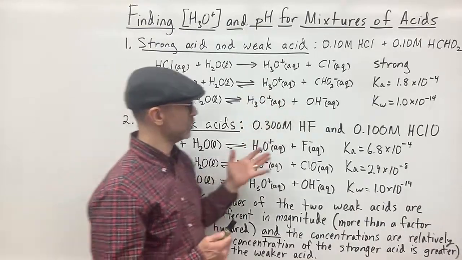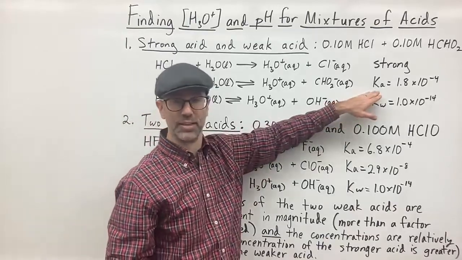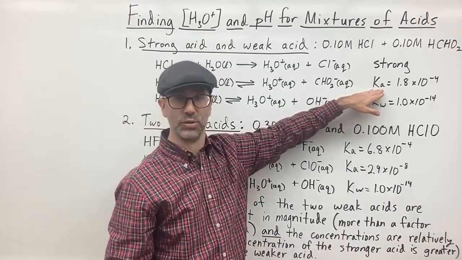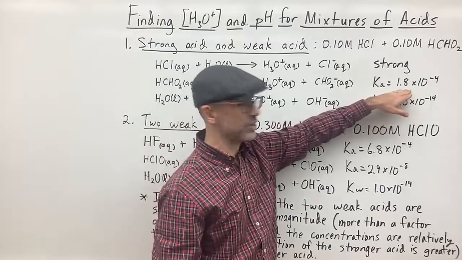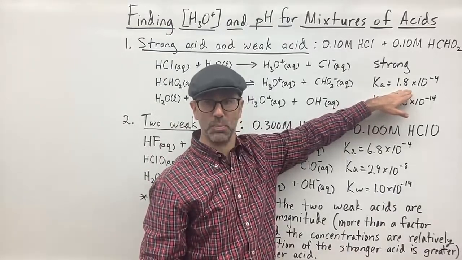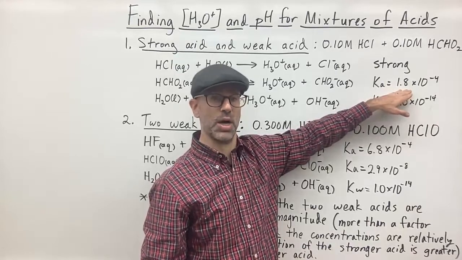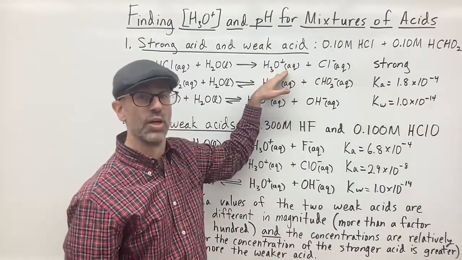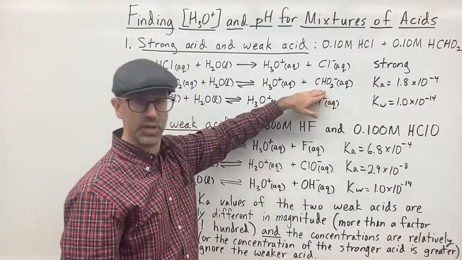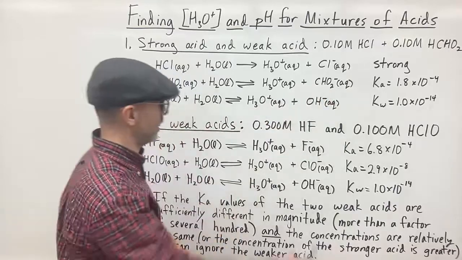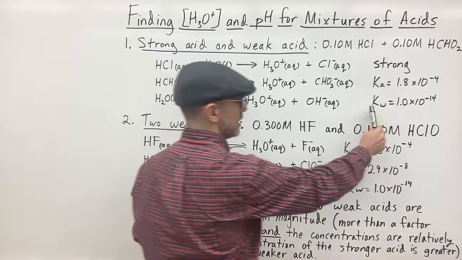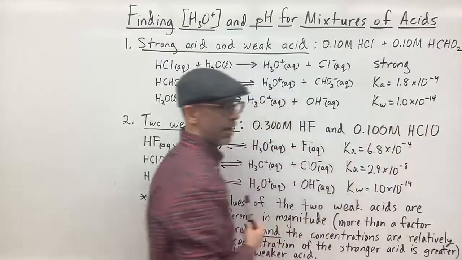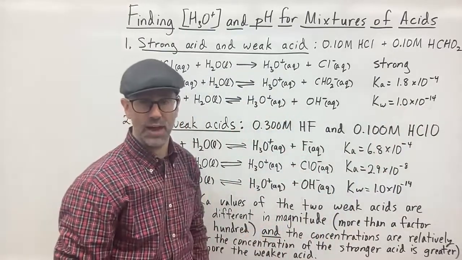Even under normal conditions, if we were to calculate the amount of H plus from this acid, it would be basically equal to the Ka value. So the H plus concentration from this weak acid would be 1.8 times 10 to the negative 4, which is much, much smaller than the amount of H plus you get from the strong acid alone. So we can ignore the H plus coming from the weak acid. Also, because the Kw for the auto ionization of water is even smaller than the Ka value of the weak acid, we can ignore that as well.